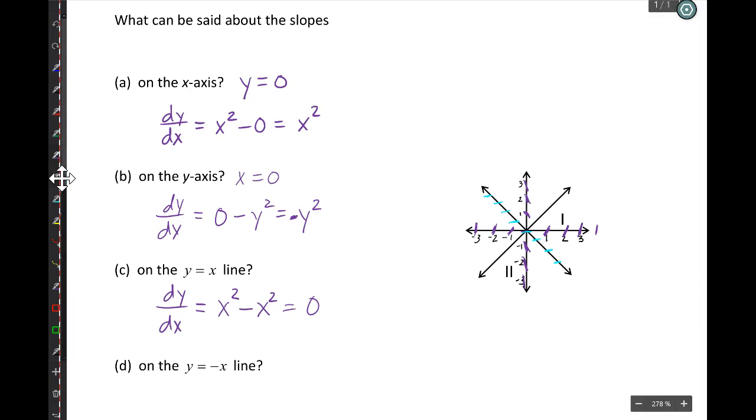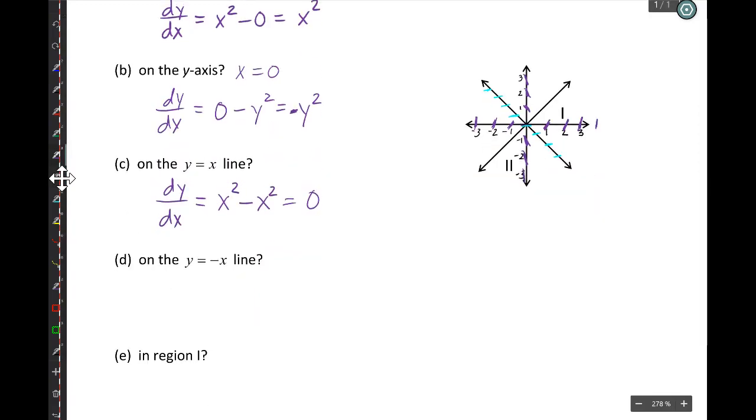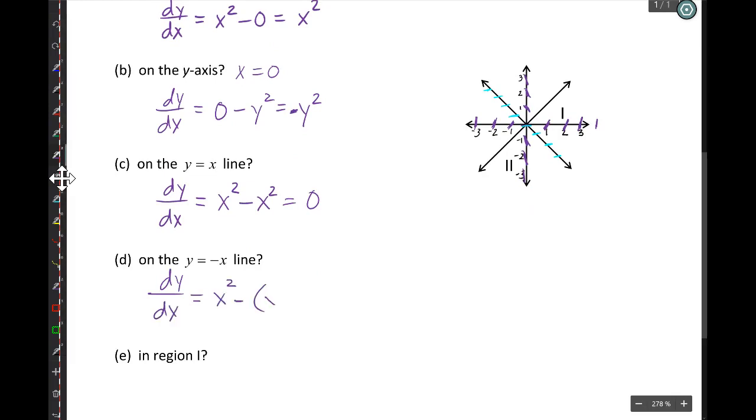Similarly, on the line y equals negative x, dy/dx will be equal to x squared minus negative x quantity squared, which again is 0. So on the line y equals negative x, we'll also have horizontal slashes there.